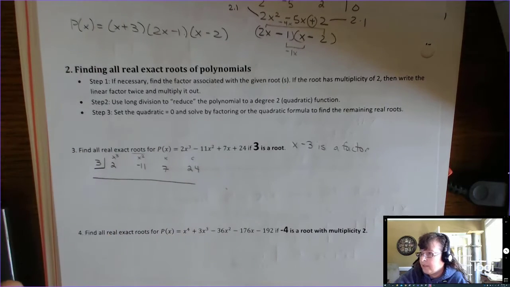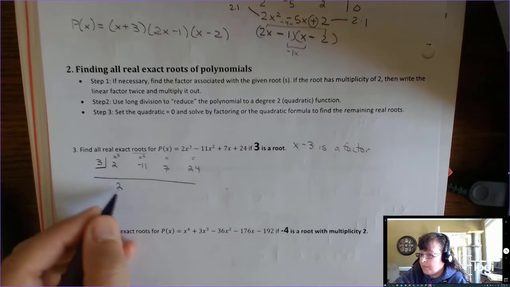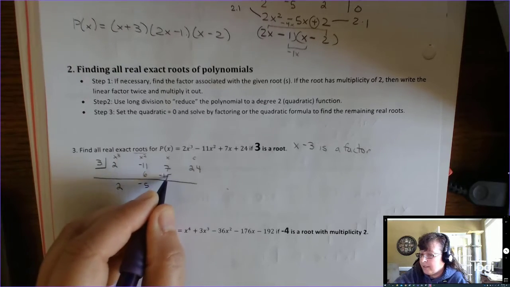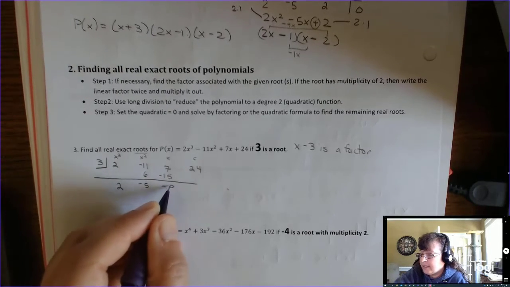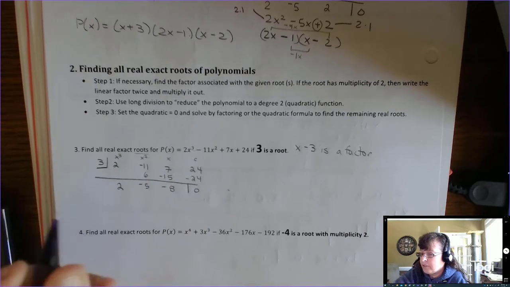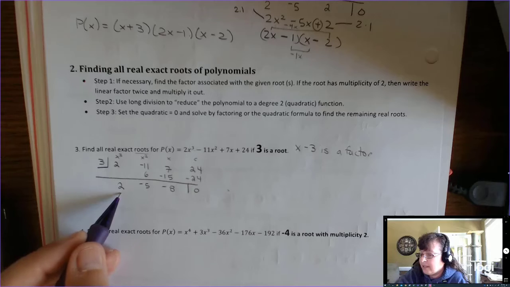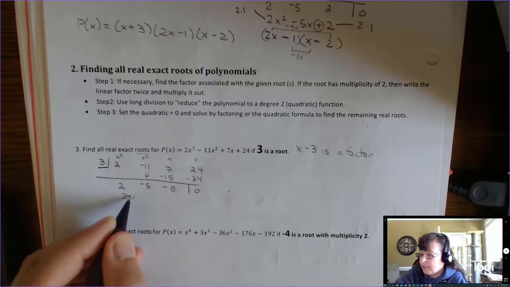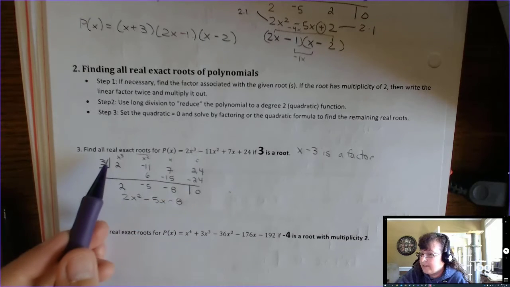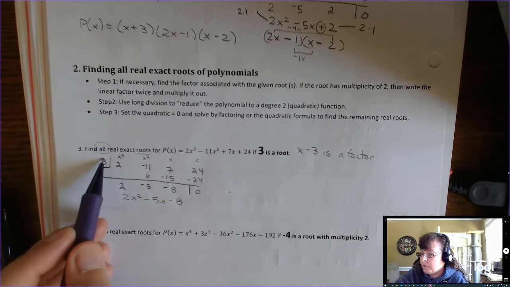Okay, so put the 2 down, multiply, that's 6, add, that's negative 5, multiply, that's negative 15, add, that's negative 8, multiply, that's negative 24, remainder 0. So that's now 2x squared minus 5x minus 8. And it says find all the real roots.